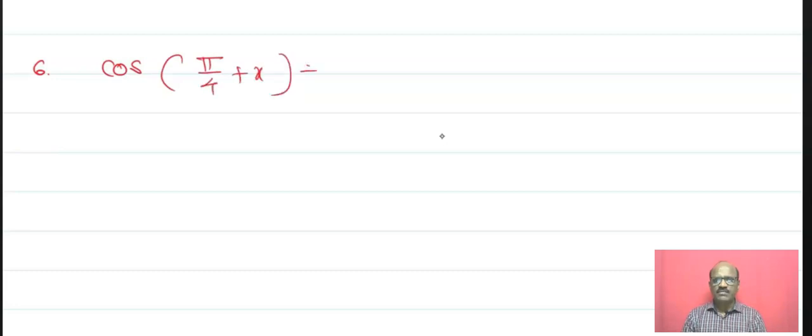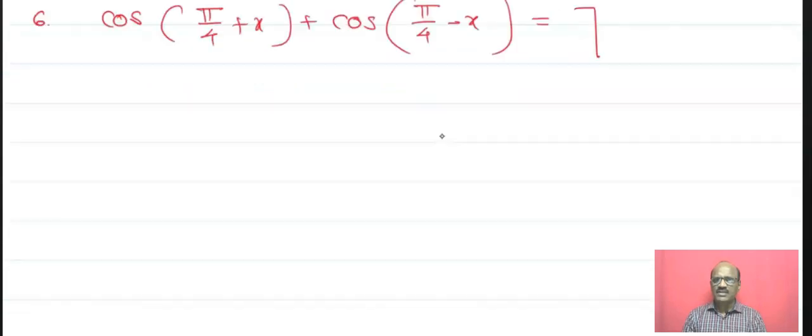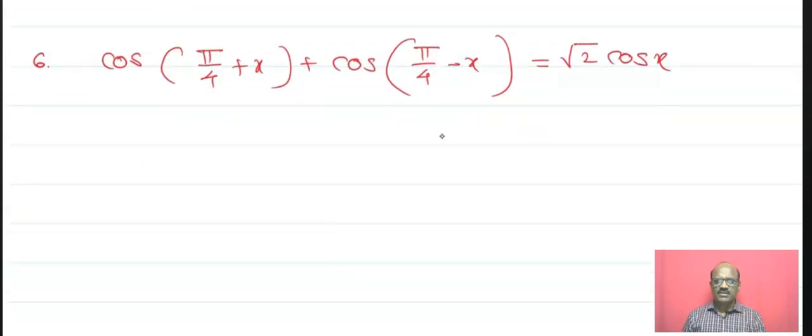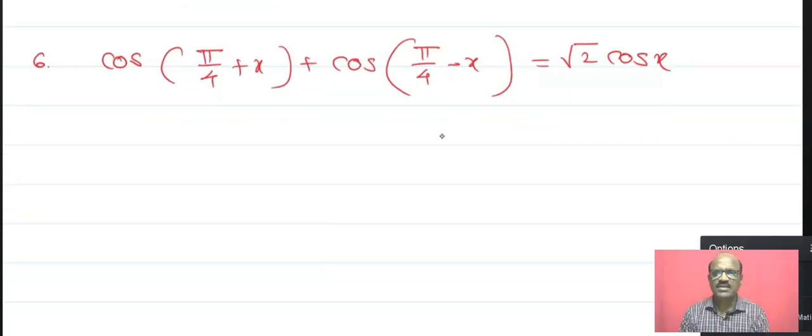Cos of (pi by 4 plus x) plus cos of (pi by 4 minus x) is equals to √2 cos of x. Simple problem.